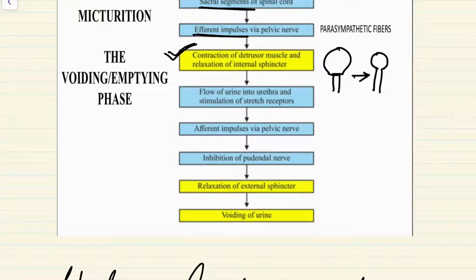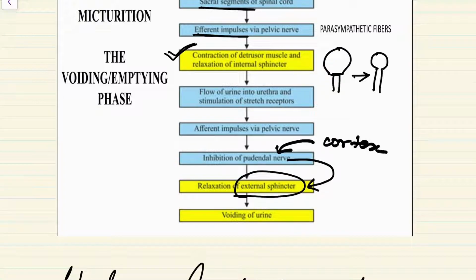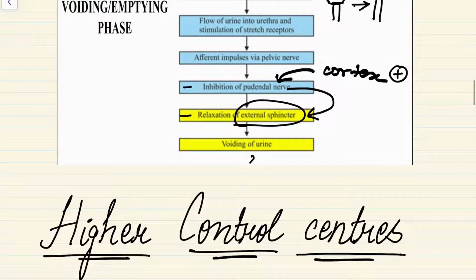Also, here comes the external sphincter. Now, the external sphincter is actually innervated by the pudendal nerve, which is under the direct control of the cortex. So whenever there is activation of the cortex, it inhibits the pudendal nerve, causes relaxation of external sphincter, finally leading to the voiding of urine.